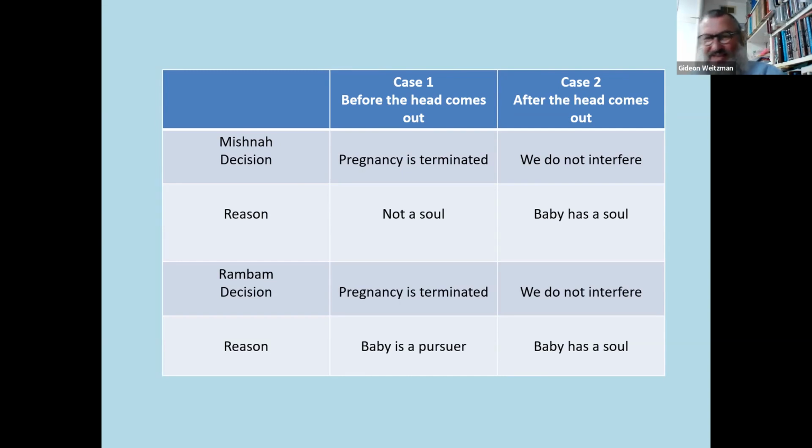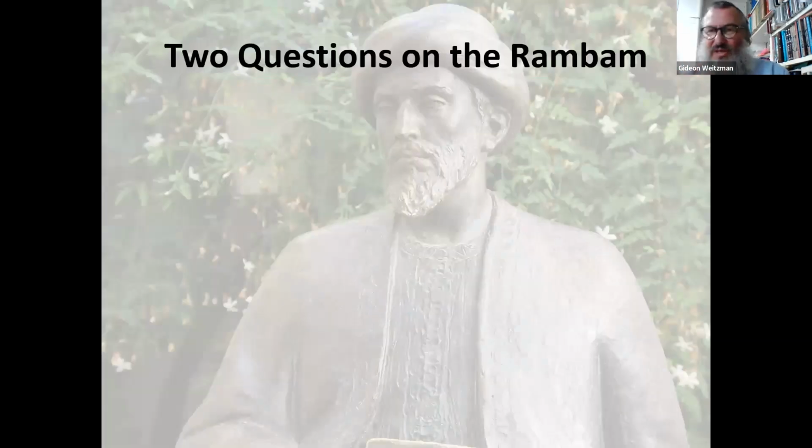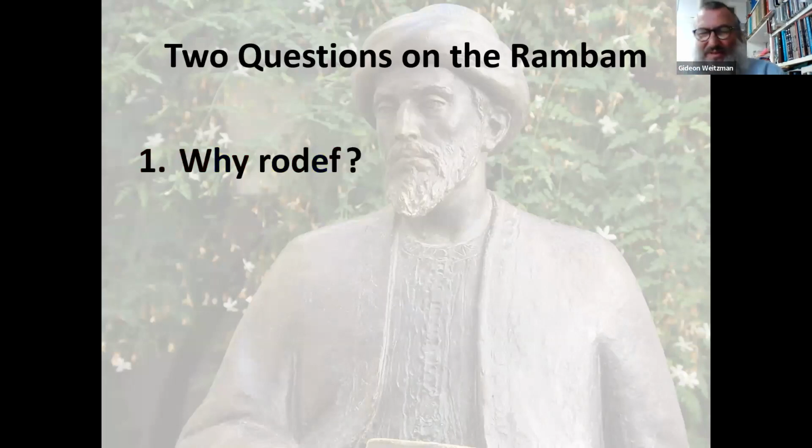Because he says, on the one hand, it's rodef, and then he could have stopped there, and we would know better. But the Rambam, no. And then the second case is another case, and there it's because he has a soul. So he didn't have a soul before. So if he didn't have a soul, why is he a rodef? So those are the two questions on the Rambam. The Rambam here is looking very pensive in the statue in Cordova.